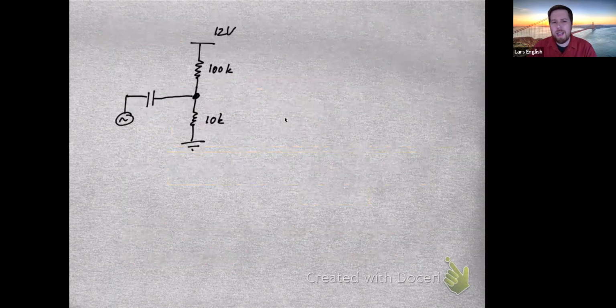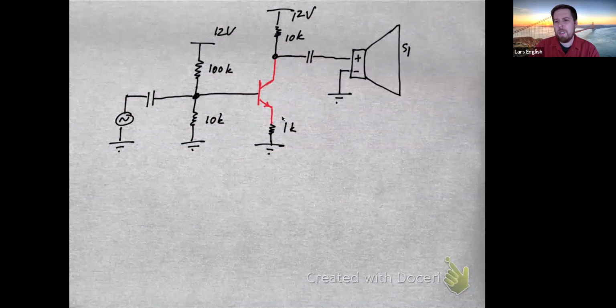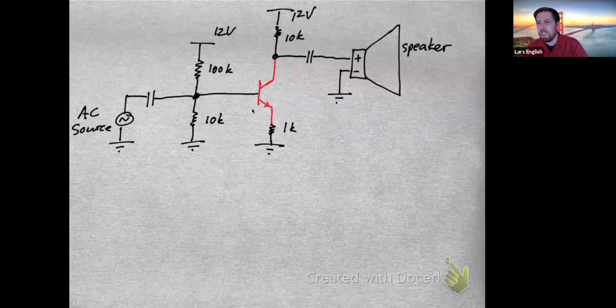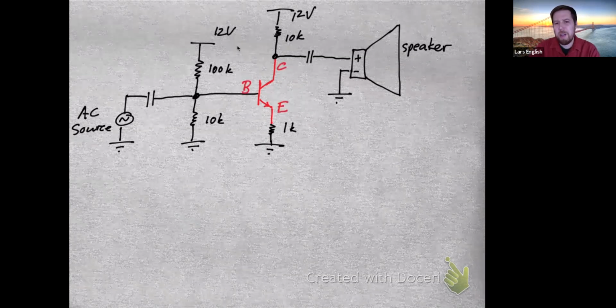So let's take a look at an actual circuit. Here is a very simple transistor circuit. I mean, it doesn't look simple, but as far as transistor circuits are concerned, it's pretty simple. And of course, the transistor itself here is drawn in red. You have the base, collector, and emitter as shown here.